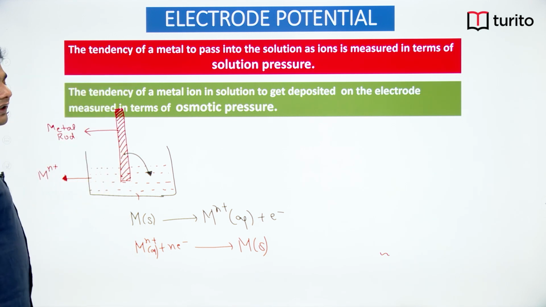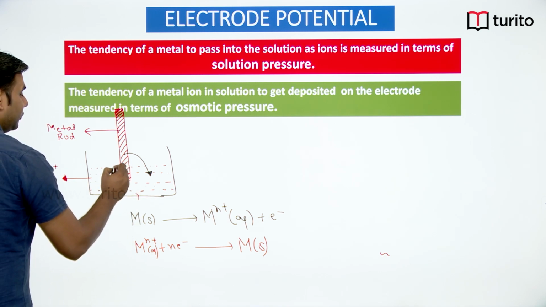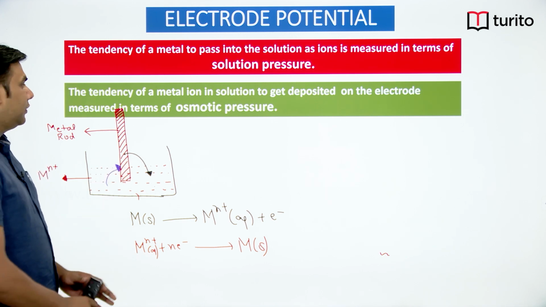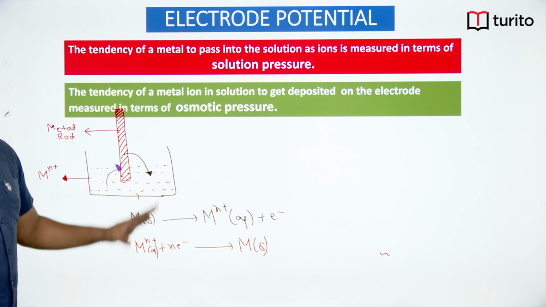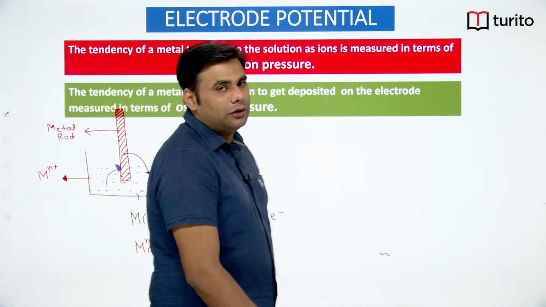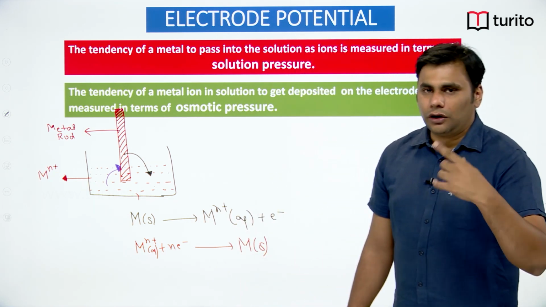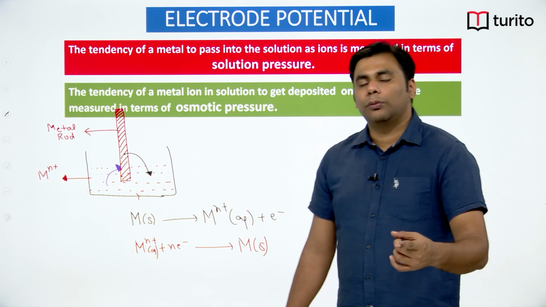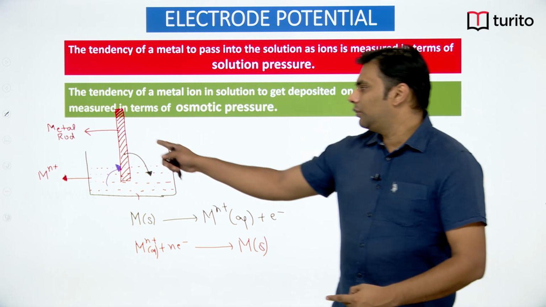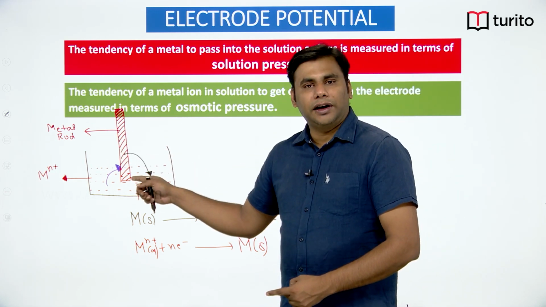This metal ion has the tendency to get deposited at the metal rod or the electrode. Now this is measured in terms of osmotic pressure. There are two important terms that you should understand here. The first is the tendency of a metal to get oxidized and change into metal ion. That metal ion can pass into the solution. So this metal can get oxidized and pass into the solution as metal ions.